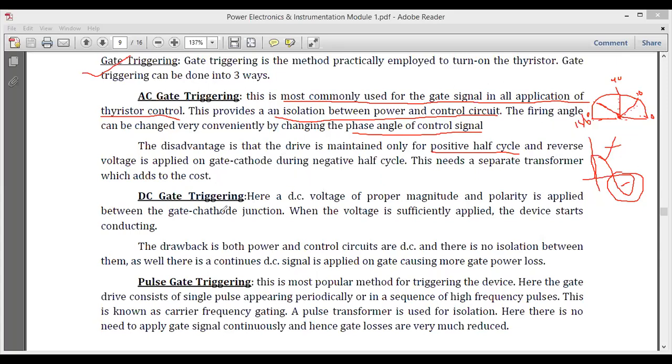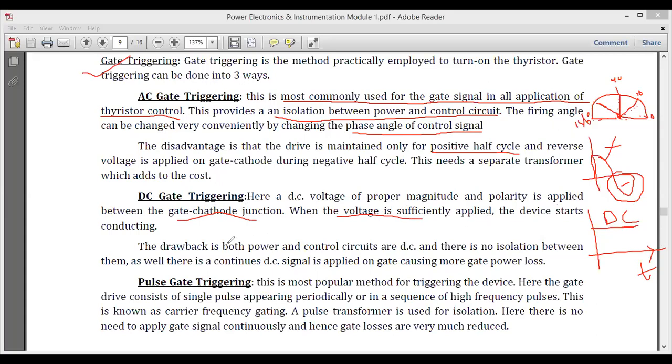But if you take it to the DC triggering, DC has a graph like this with respect to time t. This is my DC graph. It remains constant because we don't have a frequency component in the DC signal, so it gives you a constant line. So the DC voltage of proper magnitude and polarity is applied between the cathode and the gate junctions. When the voltage is sufficient, the device starts conducting.